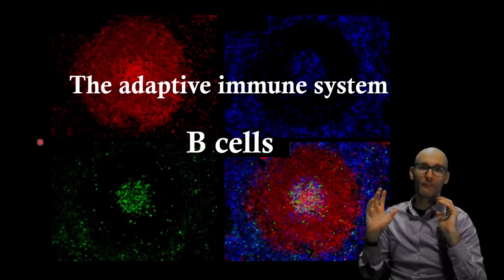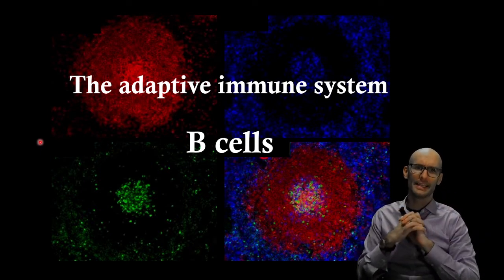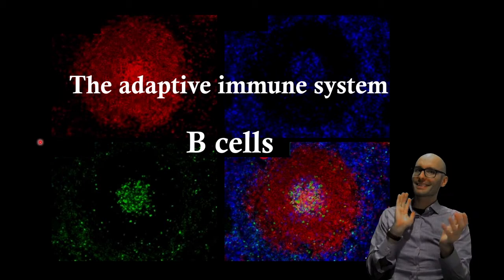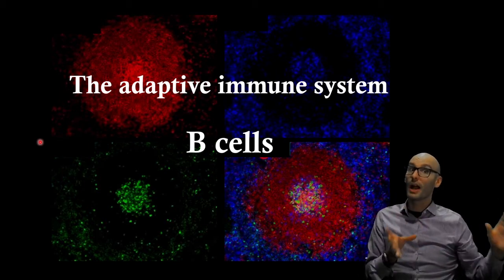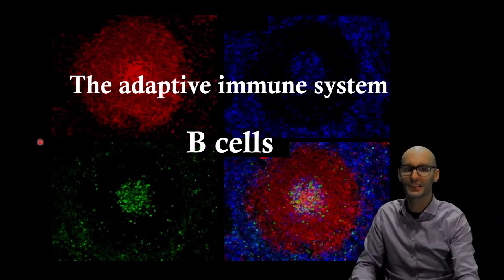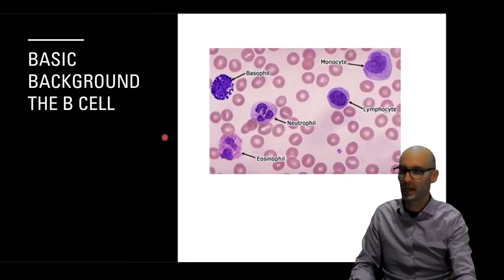B cells are such an important cell in the adaptive immune system, so I'm actually going to start with them, and then I'm going to jump into the slightly more complicated T cells in the next videos. So let's just jump into it.